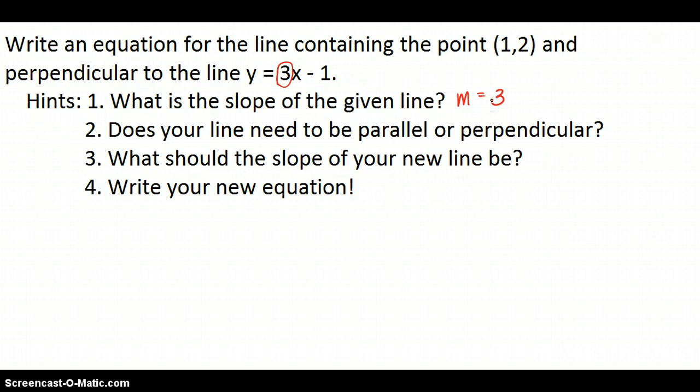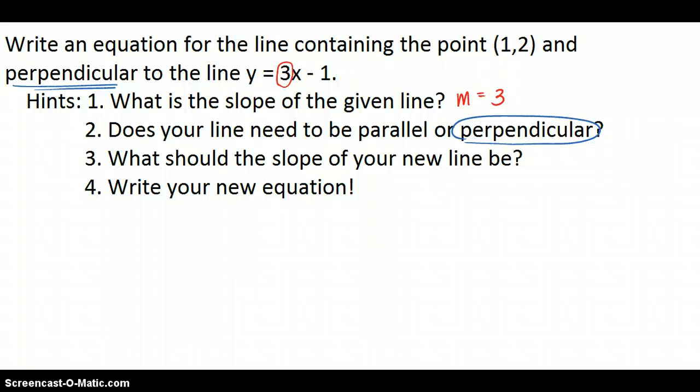The second thing that we need to ask ourselves is just to reread the question and see if our line is supposed to be parallel or if it's supposed to be perpendicular. So when I glance back through the question, I see that they asked for our line to be perpendicular to the equation that they give us. Then the third question that you need to ask yourself is, what should the slope of the line that I'm supposed to write actually be?